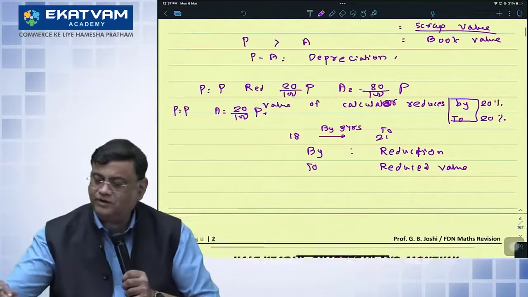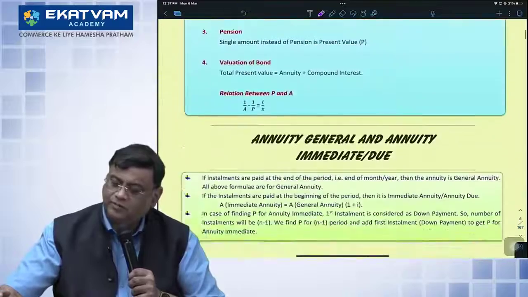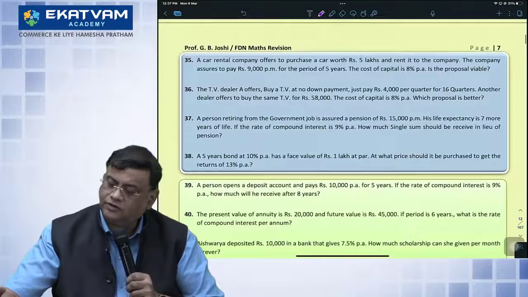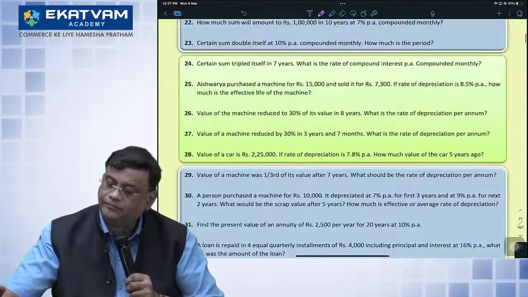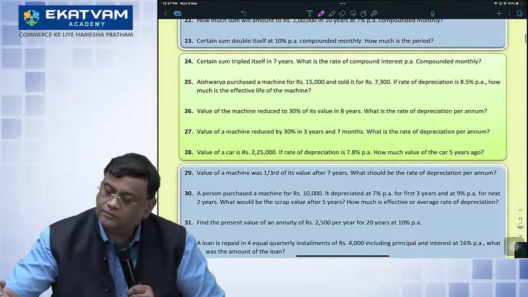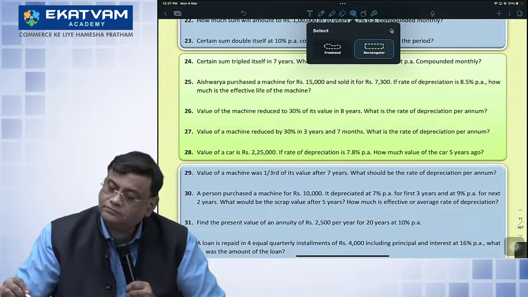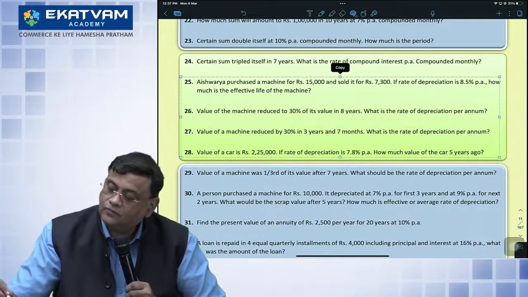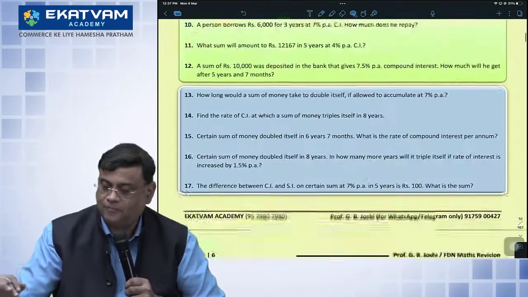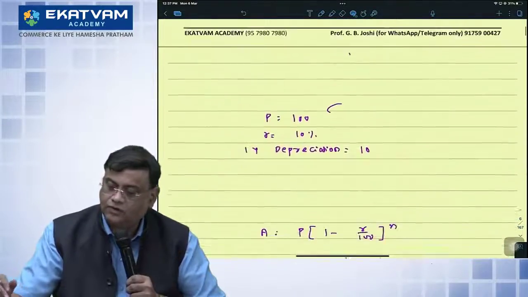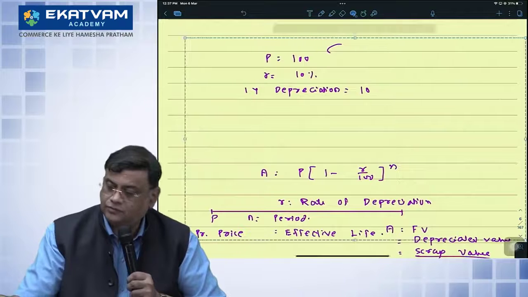Okay, now if that is true, let me consider the problems. See the problem. The value of the car, or for that matter, look at this. Aishwarya did something. Aishwarya did what? Aishwarya does what?